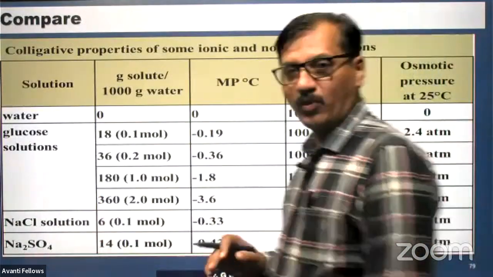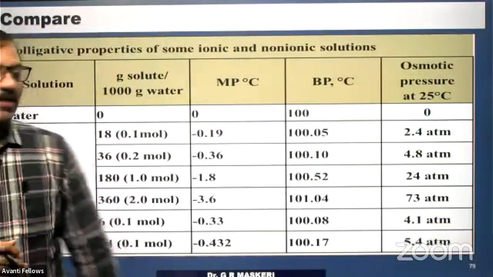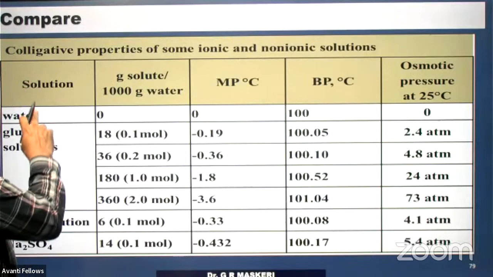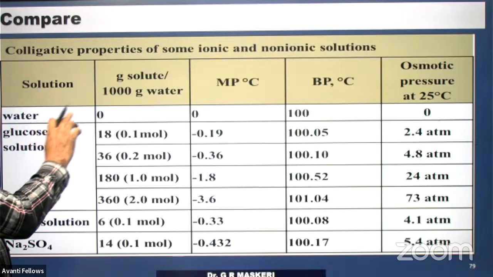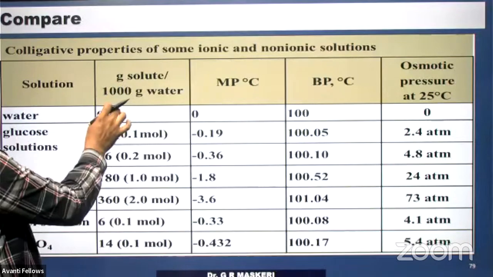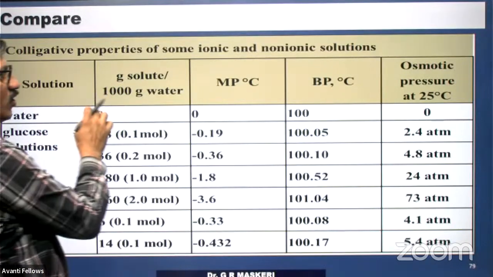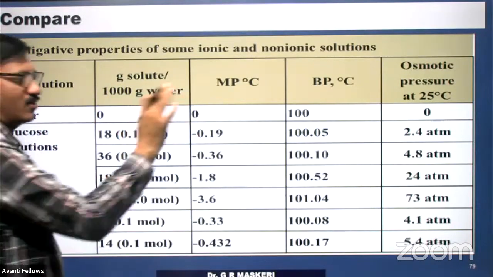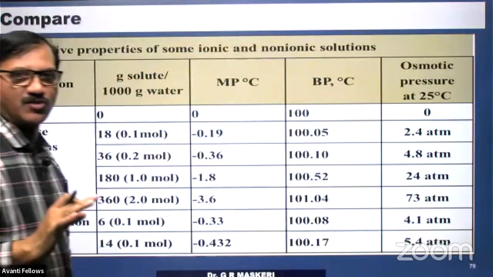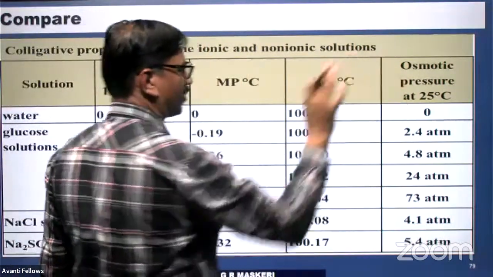Okay. Now, look at some data which is being given here. Solution water, when solute is not added to the water, okay, zero. Its melting point is 0 degrees Celsius, boiling point is 100 degrees Celsius, and its osmotic pressure also is considered zero.